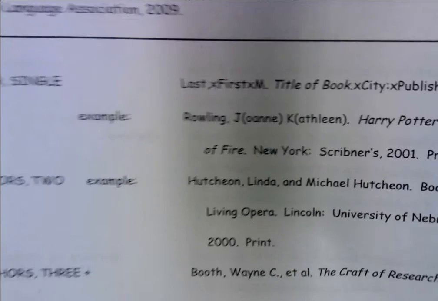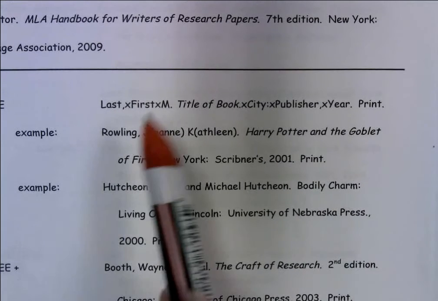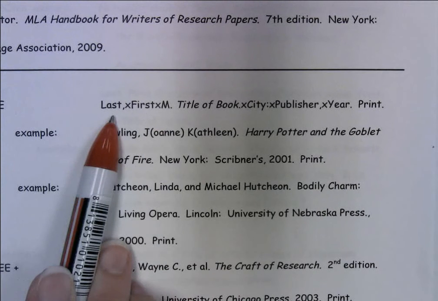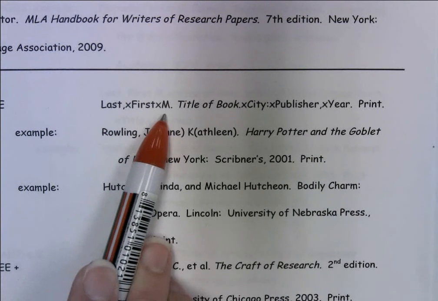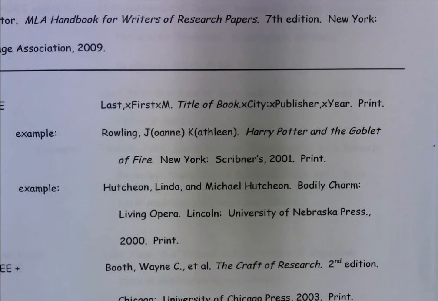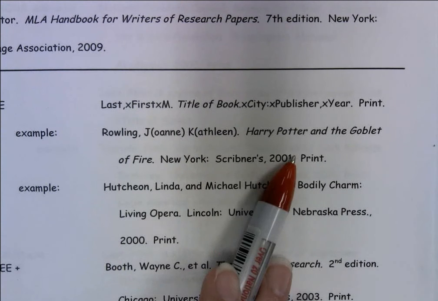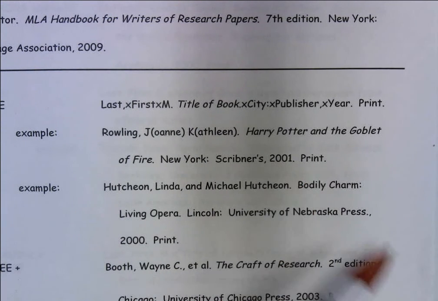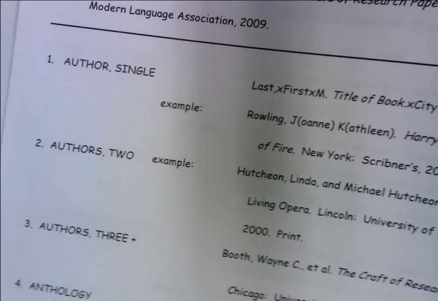So you can see here, if you look at the first line, it gives you last name, comma, first name, middle initial, period, title of the book. It really spells out for you step by step how to do it. And then underneath you have examples to help you as well. So we'll go ahead and get started.